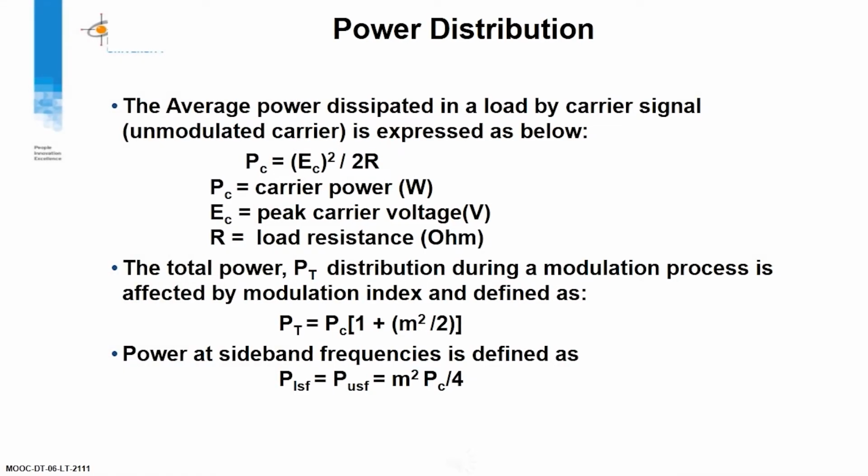Power distribution. The average power dissipated in a load by a carrier signal, the unmodulated carrier, is expressed as shown in the slide. The total power, PT, distribution during a modulation process is affected by the modulation index and defined as shown in the slide. Power at sideband frequency is defined as shown in the slide.